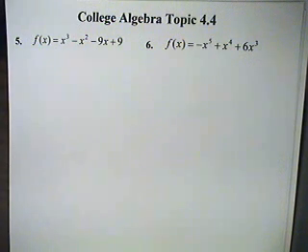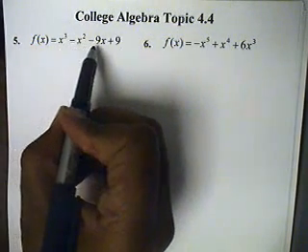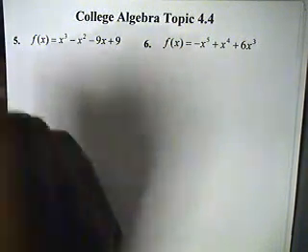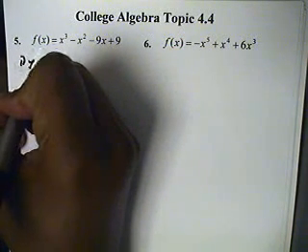College Algebra, Topic 4.4, graphing the polynomial x cubed minus x squared minus 9x plus 9. The four things we're going to find are, first, the y-intercept.